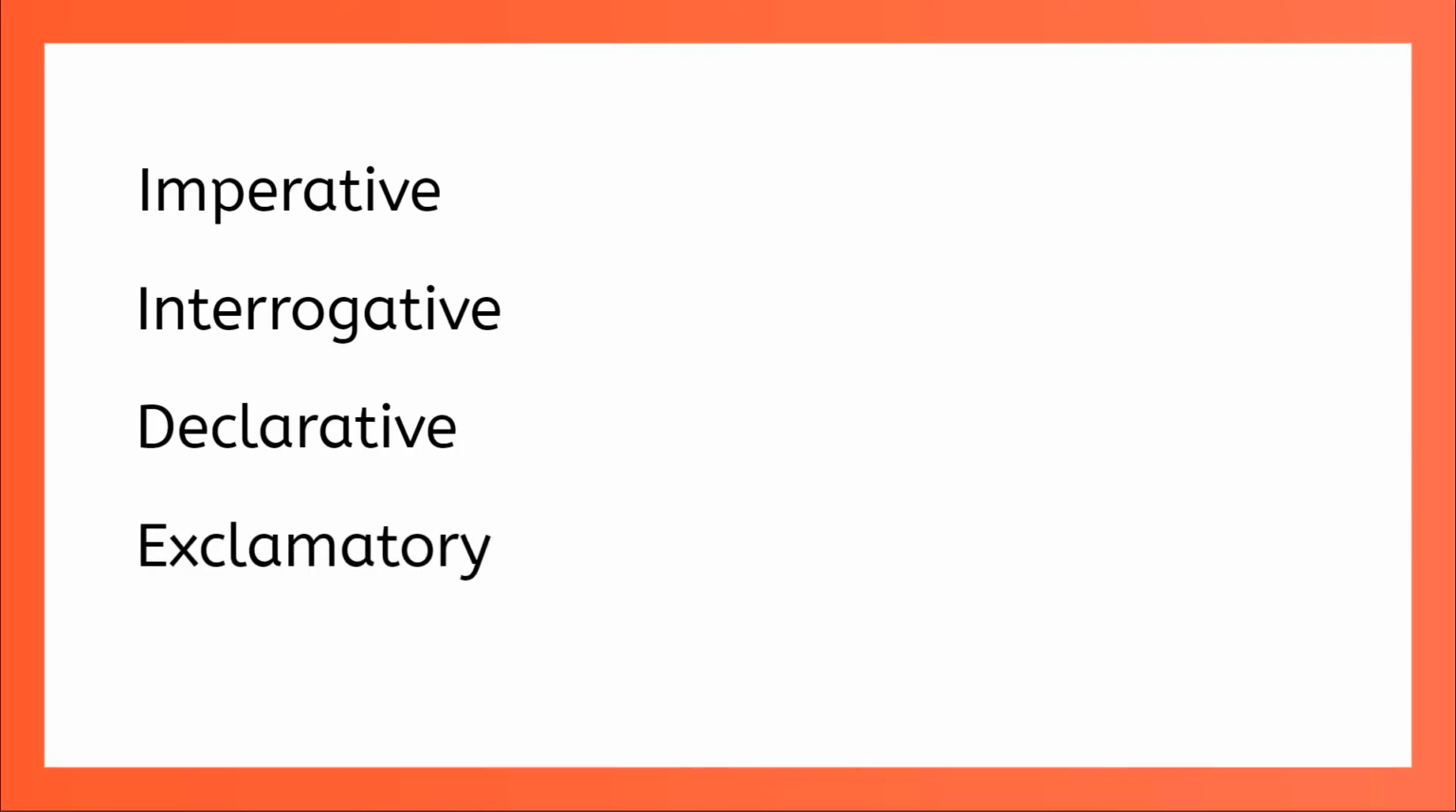Let's see how well we remember them by playing a little matching game. I'll give you a sentence and you decide which type of sentence it is. Ready? The sky is blue. Well, it's not asking a question or giving instructions, and it doesn't show strong emotion. This sentence is just giving information. So, it's a declarative. Nice.